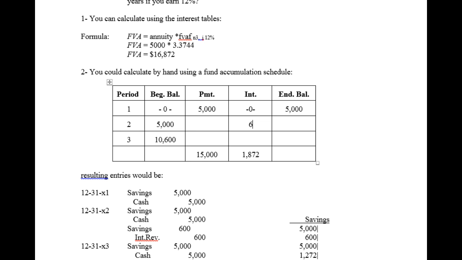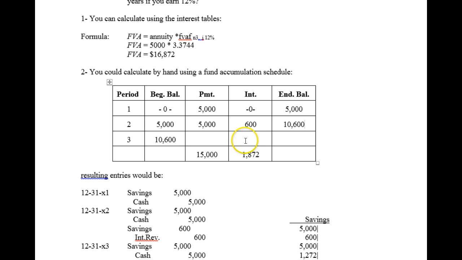12 percent of $5,000 is $600. Maybe I should get my 6 in there, huh? And then at the end of the period, you'll come in and make another payment. It won't get any interest on it because you make it at the end. So you have your beginning amount, the payment you made, the interest on your ending balance for the last period, and that will equal $10,600. 5 plus 5 plus the 600. $10,600 is going to be invested for the entire year, and you're going to earn interest on that.